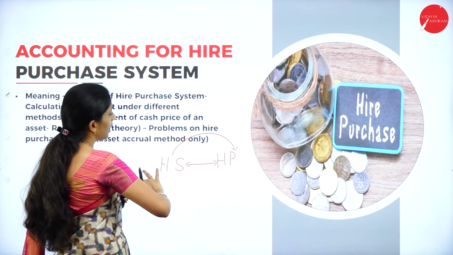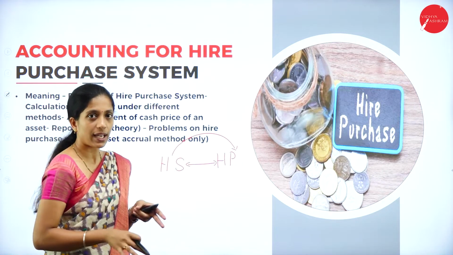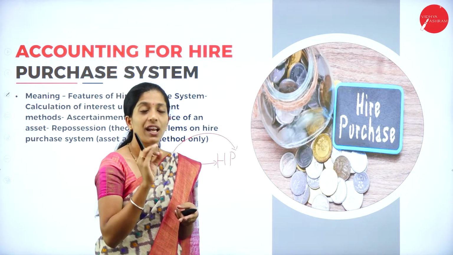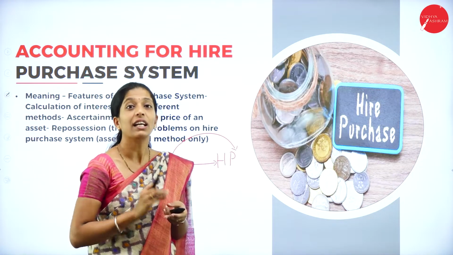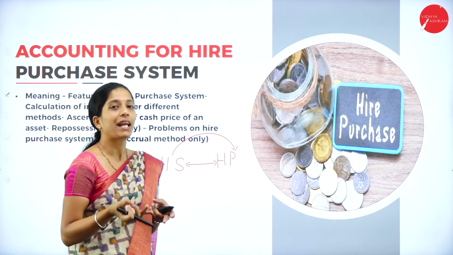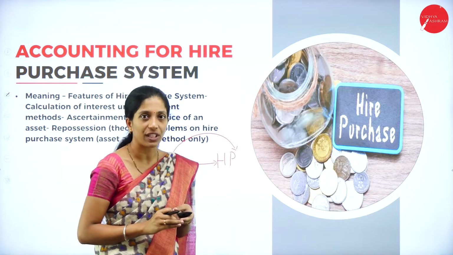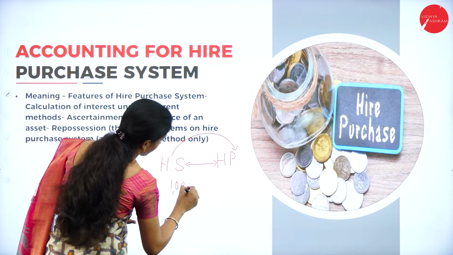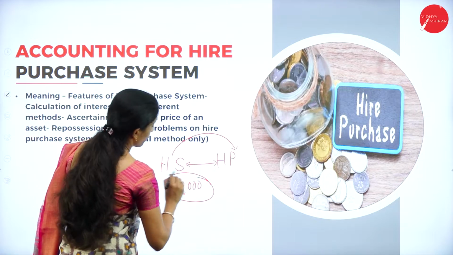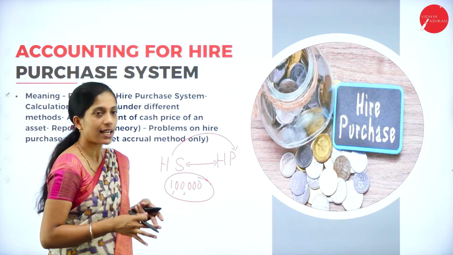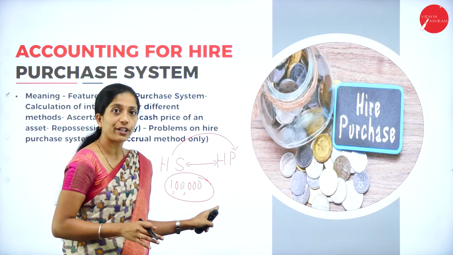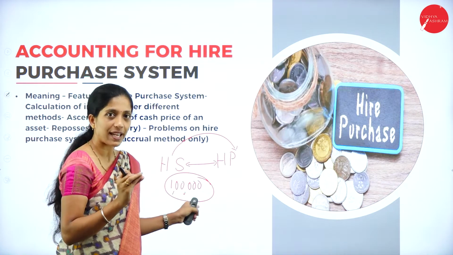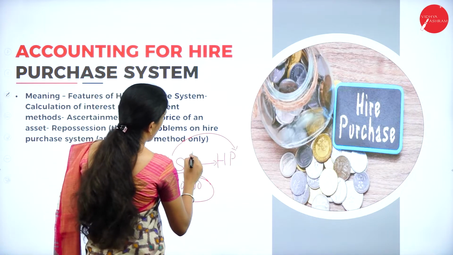Now the hire seller has transferred the goods to the hire purchaser, but on the date of transfer, the hire purchaser will pay a certain percentage of the cash price. What do you mean by cash price? The actual value of the asset. For example, if he is going to transfer an asset worth rupees 1 lakh, then this 1 lakh is the cash price of the asset, but the hire purchaser is not going to pay the whole 1 lakh.